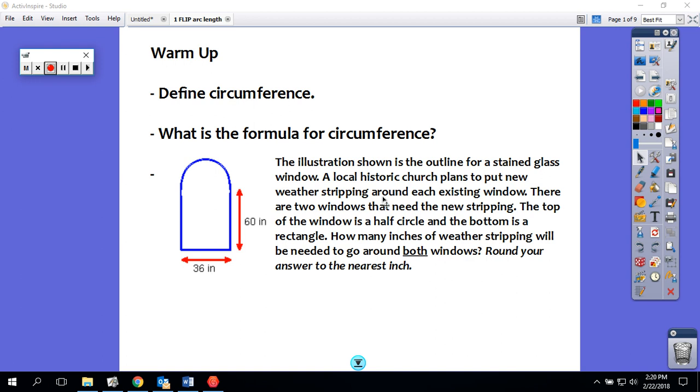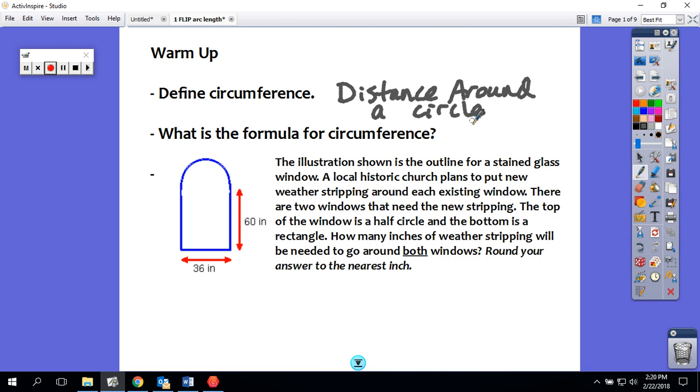Okay, so for your warm-up, you were supposed to define circumference. Hopefully you remember from previously that the circumference of a circle is the distance around the circle. All right, and the other thing you wanted to think about was to find the length of weather stripping you would need to go around a window that was shaped like this. It's something that we don't know how to solve yet, but by the end of class today, we'll know how to solve that.